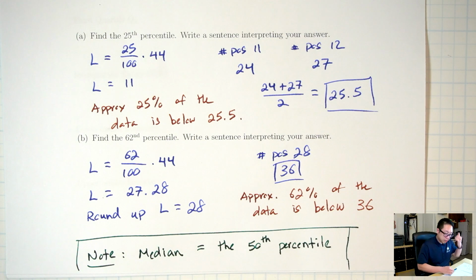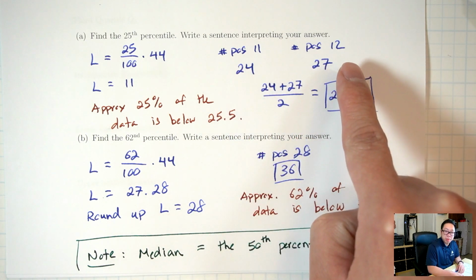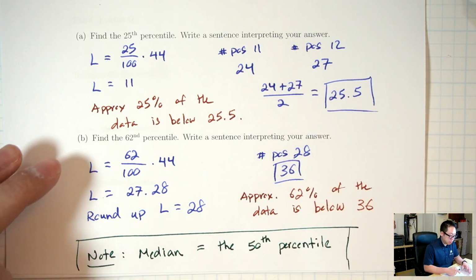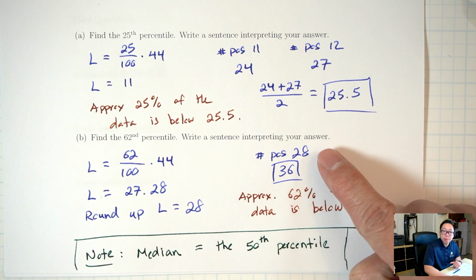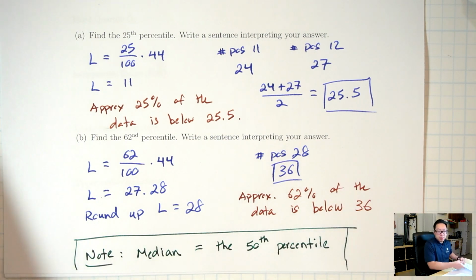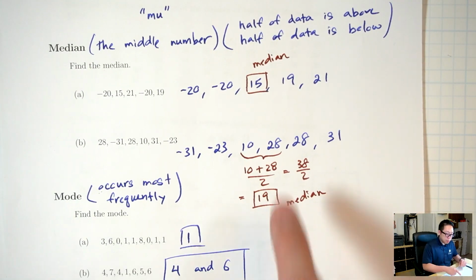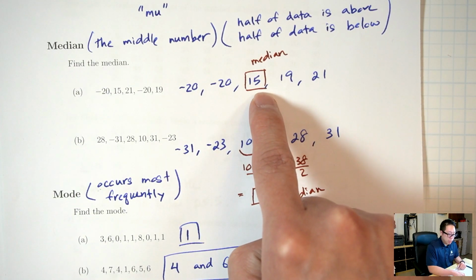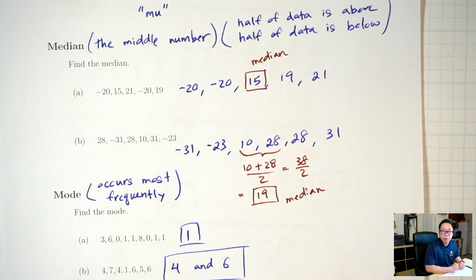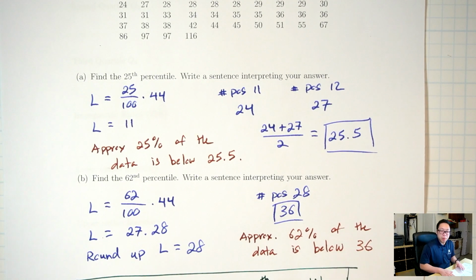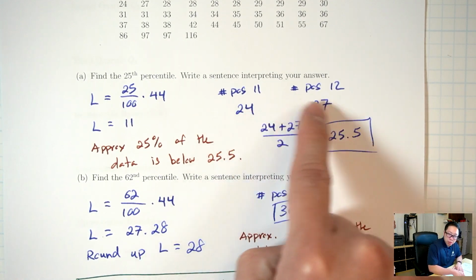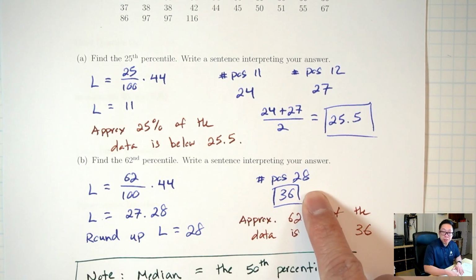And it also explains why we have two different situations here. In part A, we found two numbers and then we averaged them, whereas in part B, you only look for one number. That's the same reason why, when we looked at the median, sometimes there is a number in the middle, and sometimes you have to average two numbers in the middle. So sometimes you have to average two numbers, and sometimes there is just a single number.